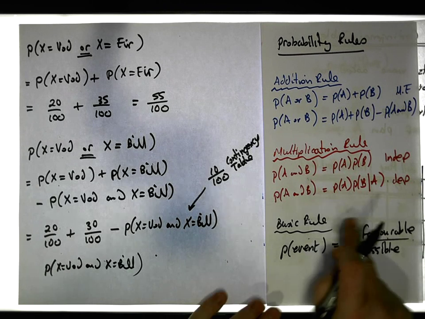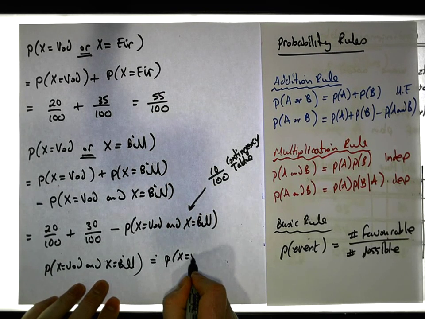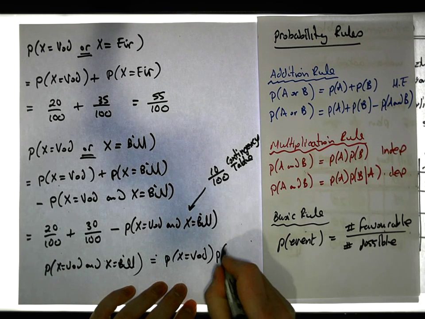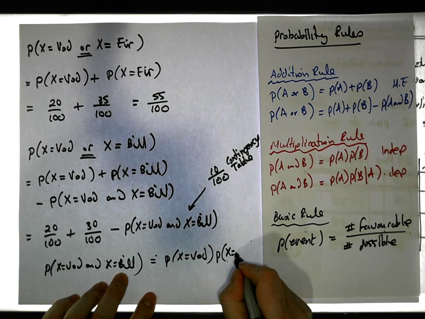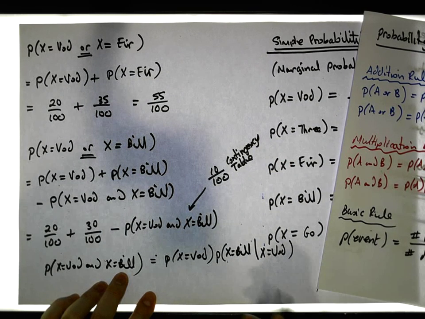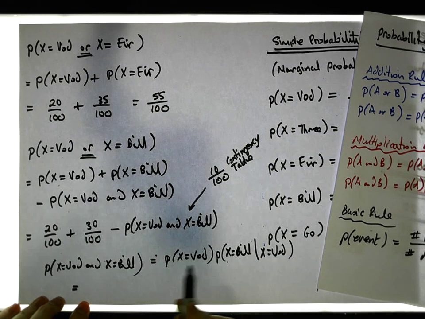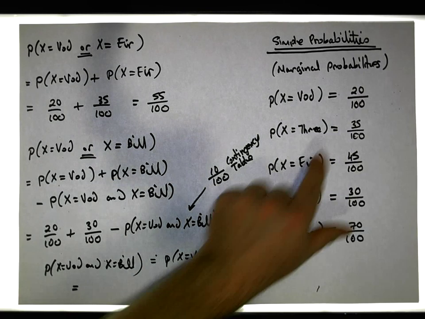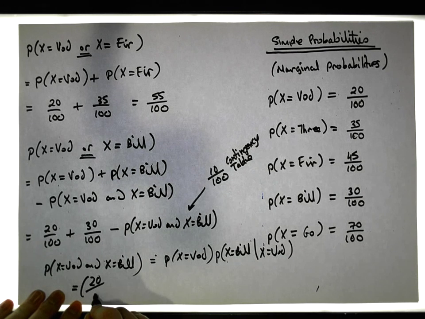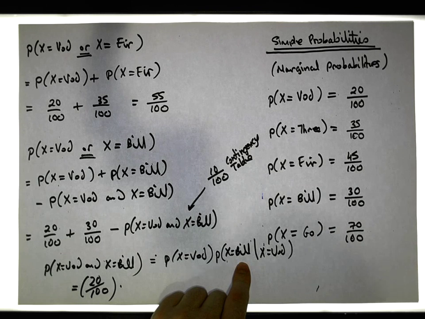So I'm going to rewrite this. This is equal to the probability that they're Vodafone, because that's the A piece, times the probability that they're bill pay knowing that they were Vodafone. That's what I want to calculate, which is straightforward enough, because the probability that they're Vodafone is 20 chances in 100. So it's 20 chances out of 100 times the probability that they're bill pay knowing that they're Vodafone.